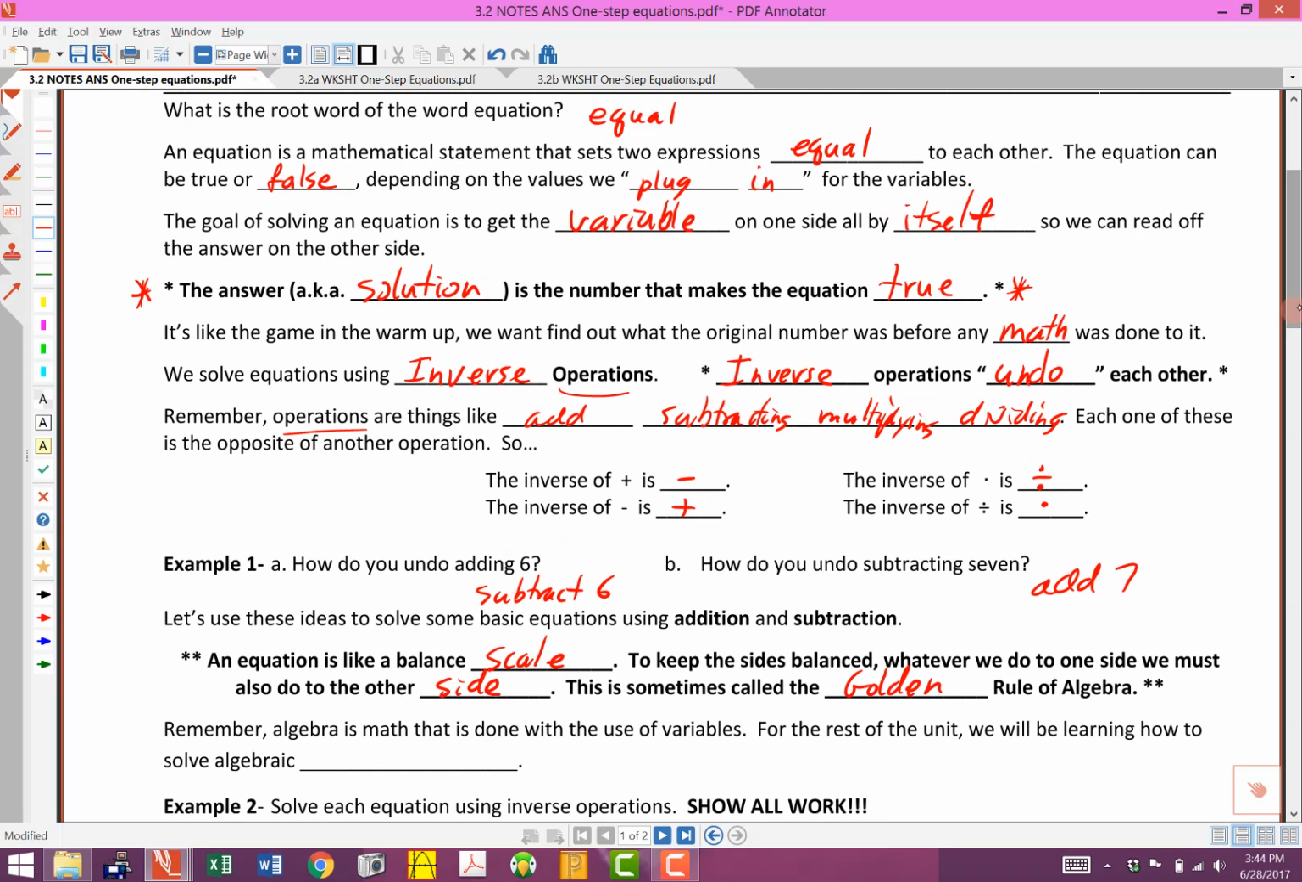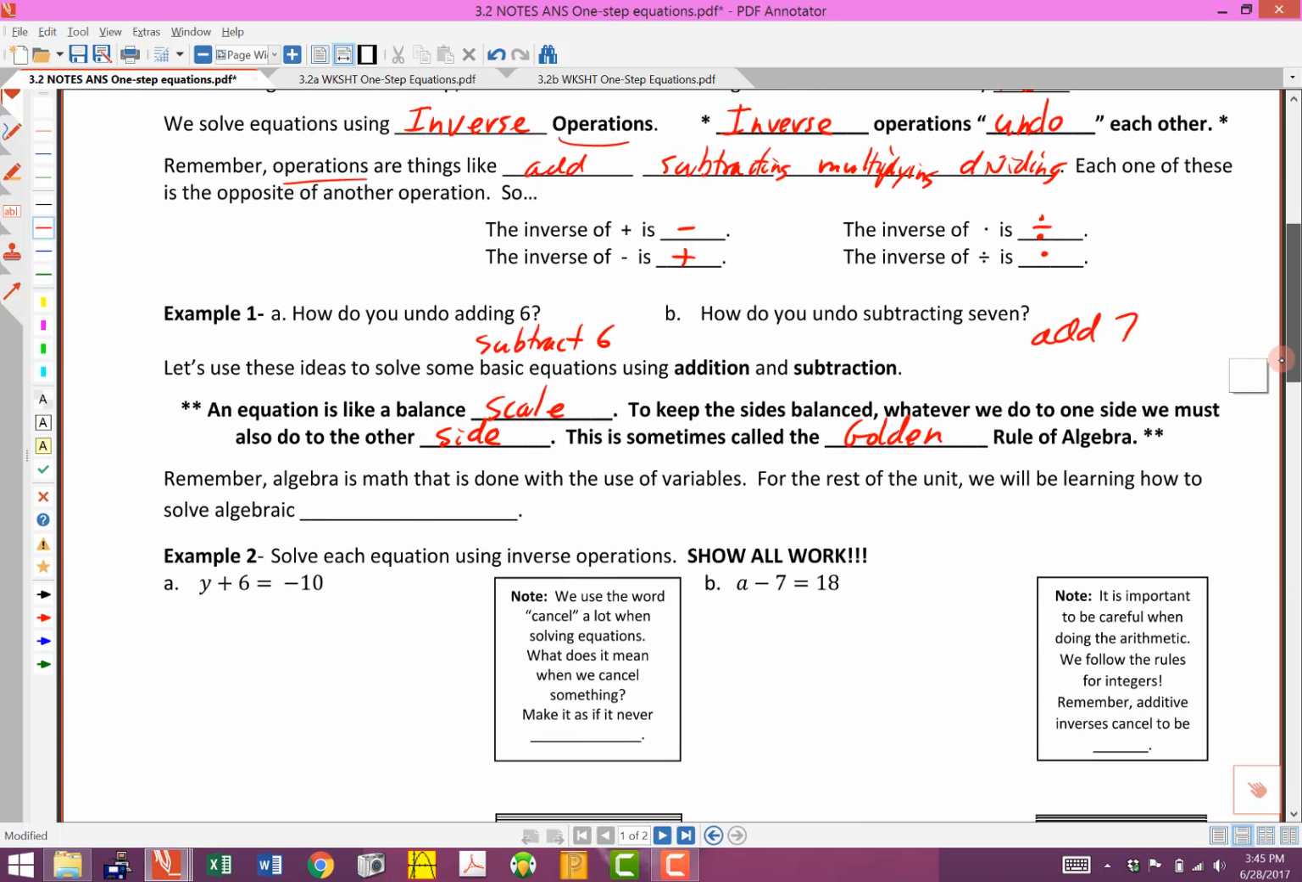Now I want you to take a look here. There are a couple things that are in bold. We've got the answer to an equation is the number that makes the equation true. Inverse operations, that's bolded, they undo each other. And when we solve an equation, we kind of think of it like a balance scale, and we need to keep those sides balanced, so whatever we do to one side, we need to do to the other. Really need to keep those in mind.